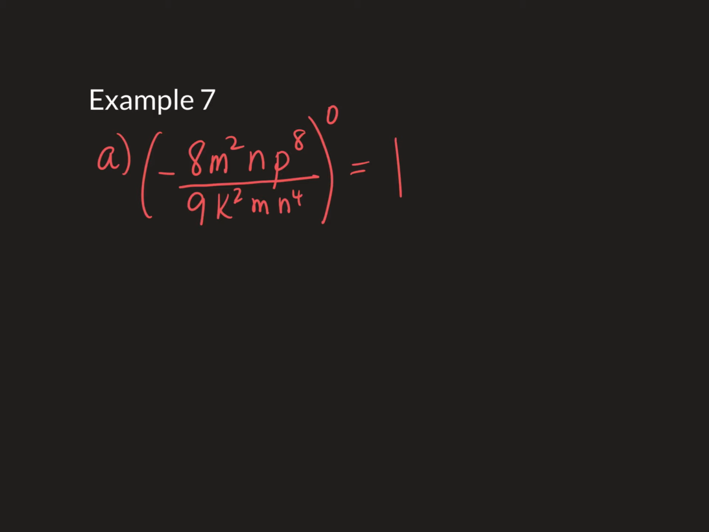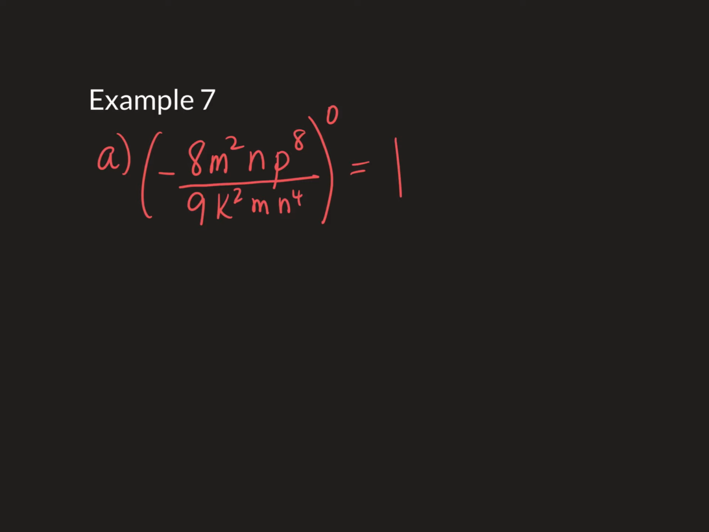Now normally, like I said, I start inside and simplify, and my n's would simplify and my m's would simplify, but since 0 is on the outside, I don't even worry about simplifying on the inside. Anything to the 0 power is 1.